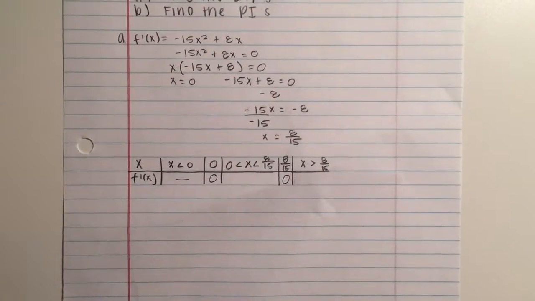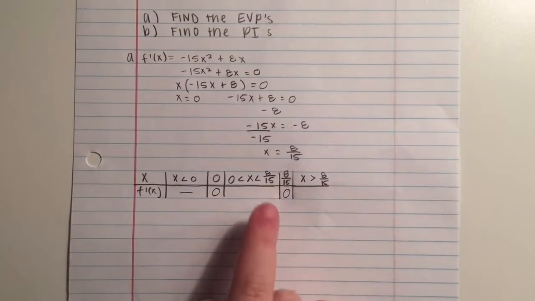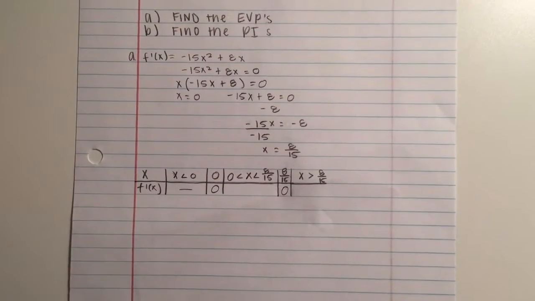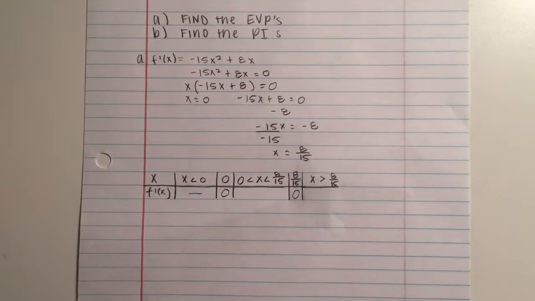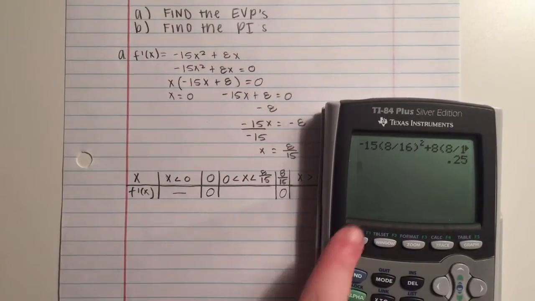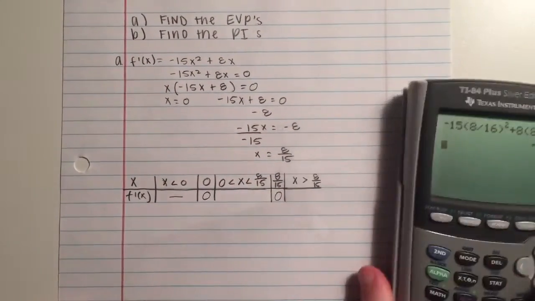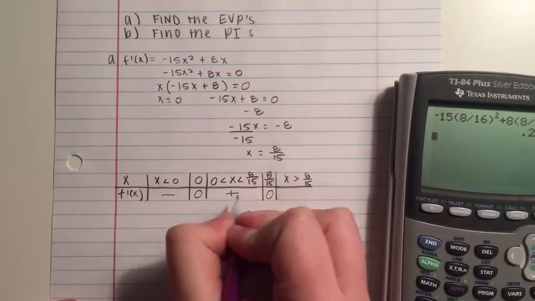The next thing we have to do is find a value that is in between 0 and 8/15. So 8/15 is just a little bit more than 1/2, so I'm going to go in with 1/2. So I plugged it into the calculator. I plugged in 8/16, which is also 1/2. I came out with a positive value. So I'm going to mark a positive.